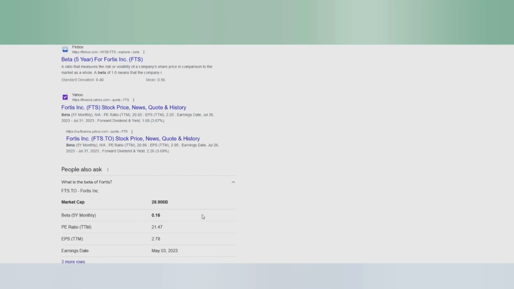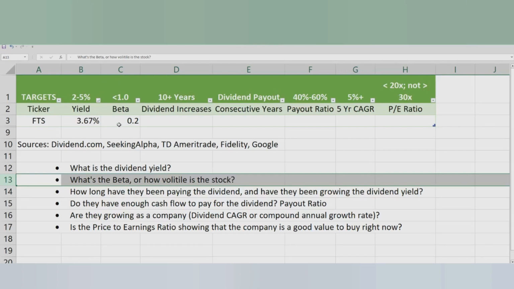Round that up to 0.2. And so we've answered our question on Fortis for the beta. It's not very volatile, which is great. It's a nice, stable stock. So that checks the box.